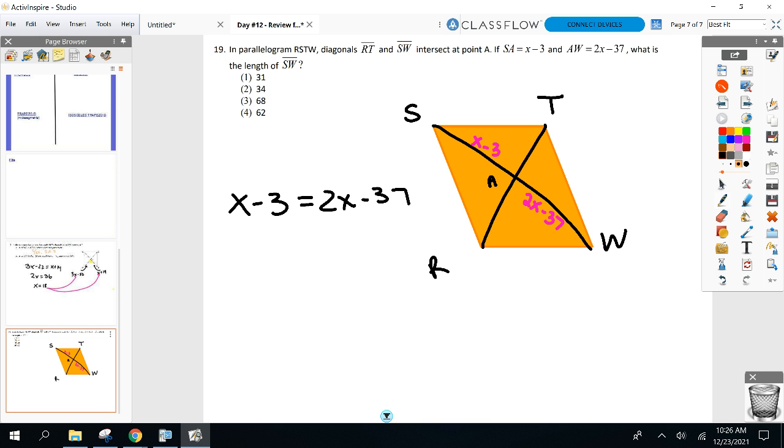Good job. So now we solve for x. X equals 34. And look at that. I put that as a choice just so you guys could suck that right up. But I got to read the question. I'm not looking for each piece. I'm looking for the whole diagonal SW. So I need to take that 34 and double it. So we end up with 68.